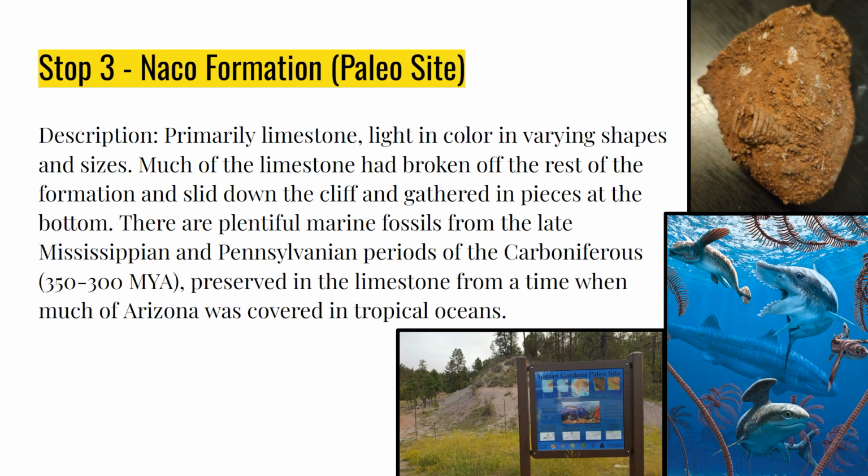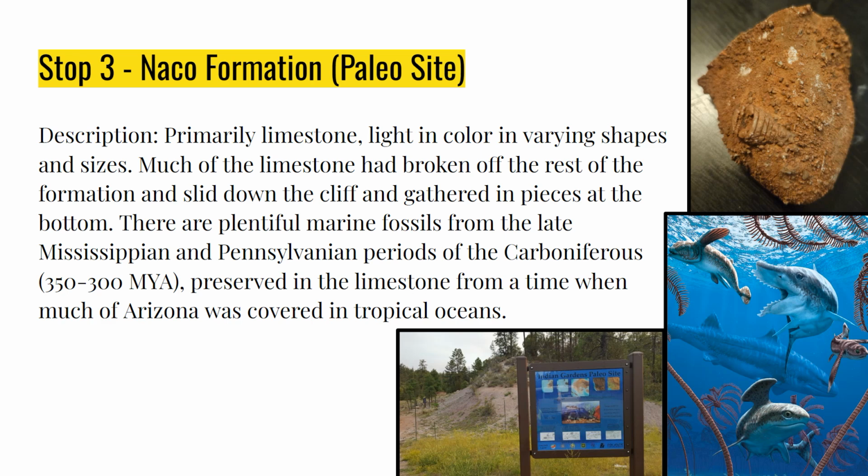The third stop on our field trip was the Naco Formation, also known as the Paleosite. The rocks in this layer and formation were primarily limestone and were light in color and varying shapes and sizes. Much of the limestone had broken off and weathered and eroded away from the rest of the formation and slid down the cliff that's pictured at the bottom and gathered in pieces.